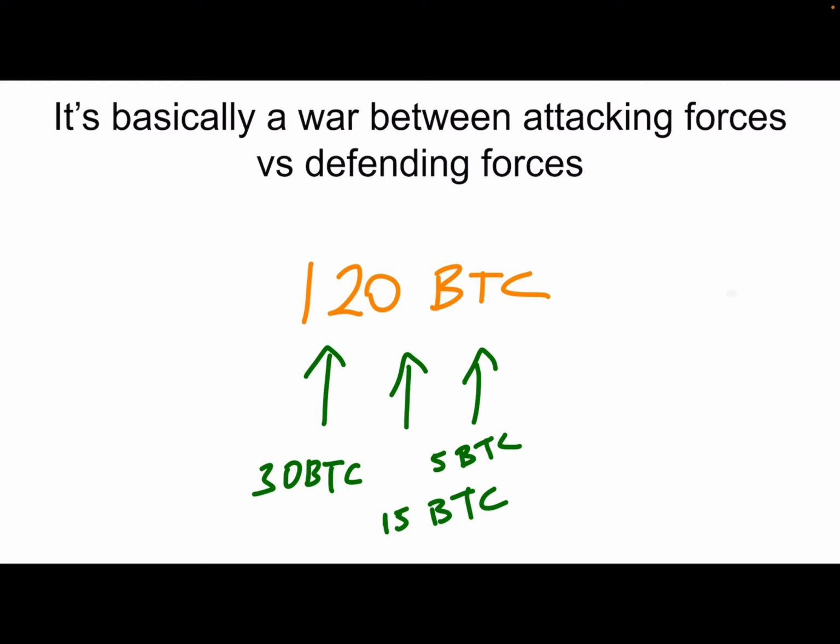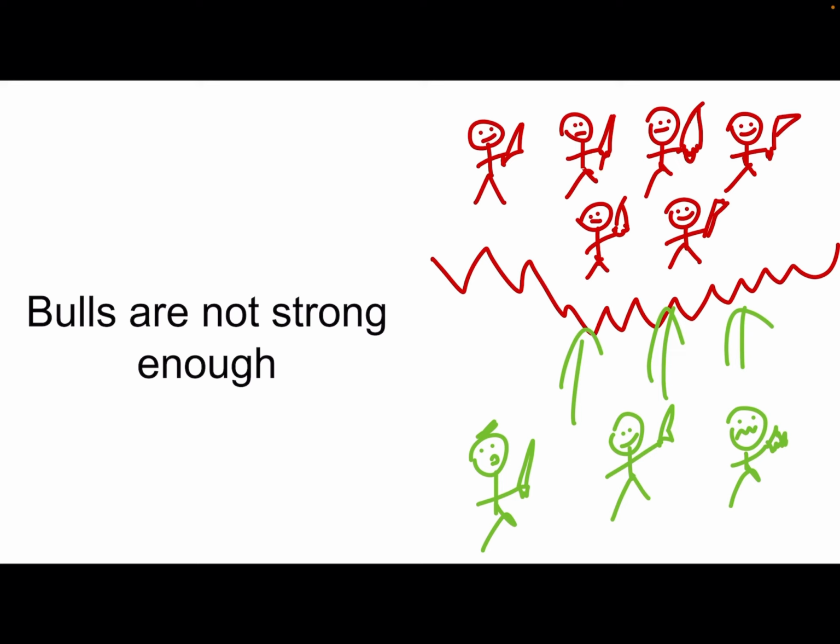So what you can see here is it's a war between the attacking forces and defending forces. You see 120 Bitcoin being attacked by those market orders of 30 Bitcoin, 5 Bitcoin, 15 Bitcoin, 0.1 Bitcoin. So they're all gathering up to attack that big force that is sitting there as the wall. Now, you can always think of them as soldiers as well. So here you can see 6 soldiers defending against 3 soldiers.